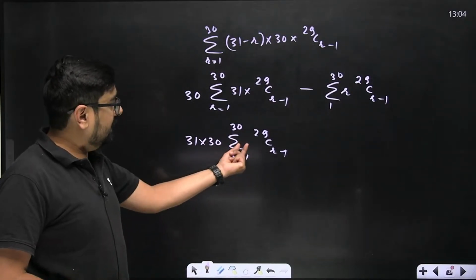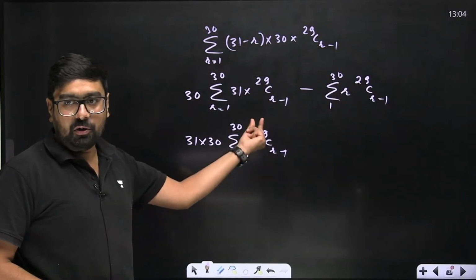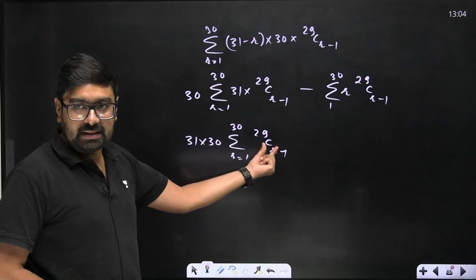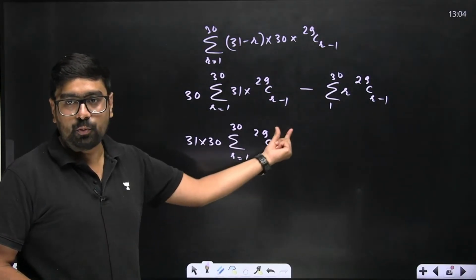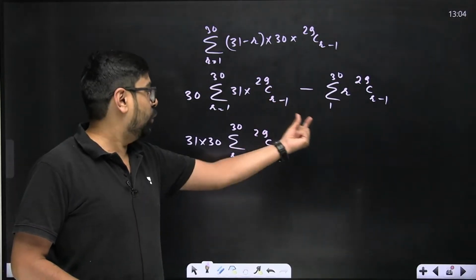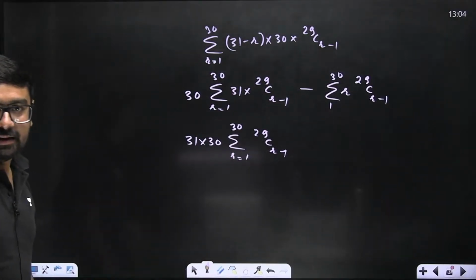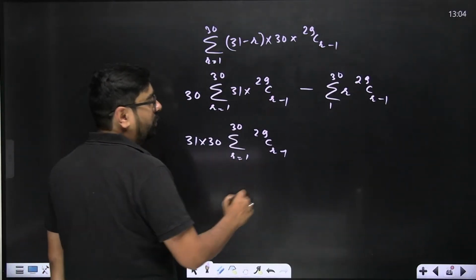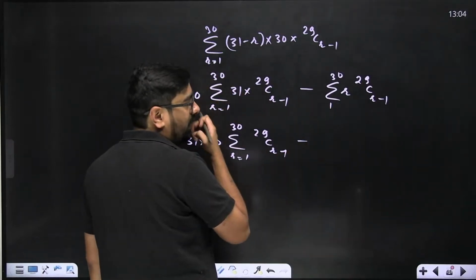Now 29C0, 29C1, 29C2, 29C3. This is 29C0 plus 29C1 plus 29C2 plus 29C3 till 29C29. So this is 2 to the power 29, right? This is simply my 2 to the power 29. Here what will I do?